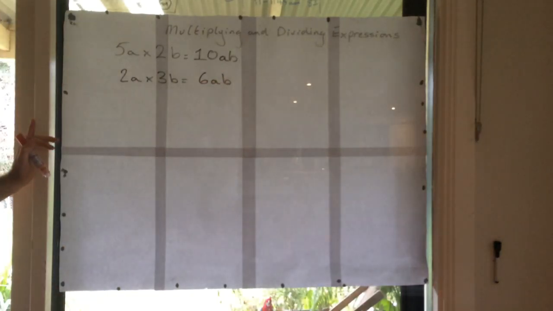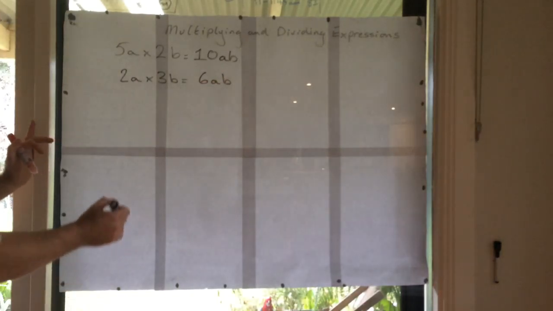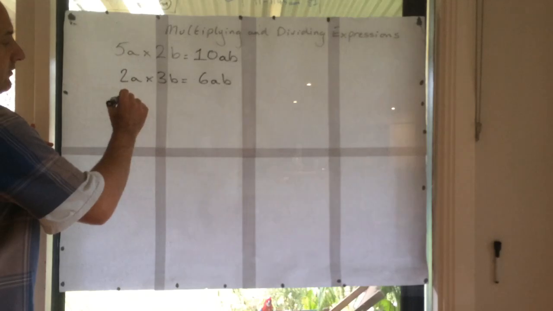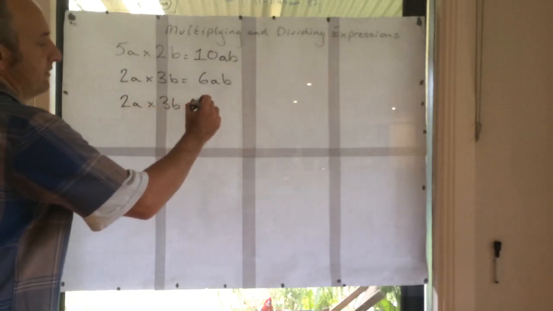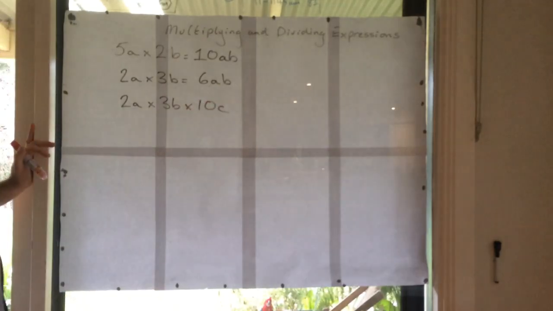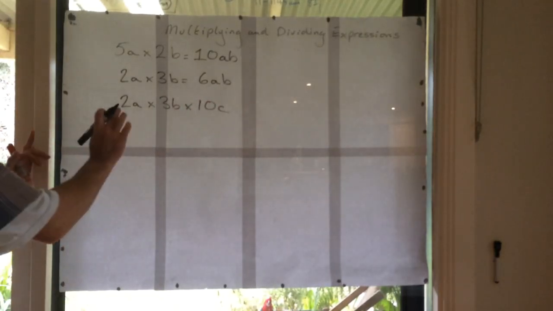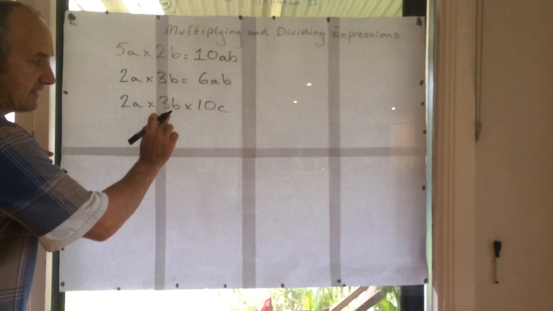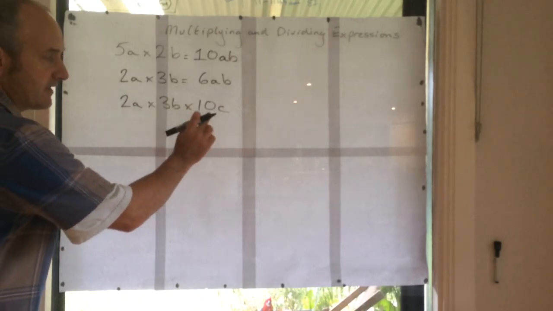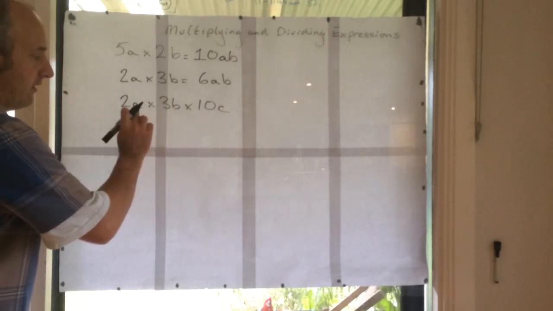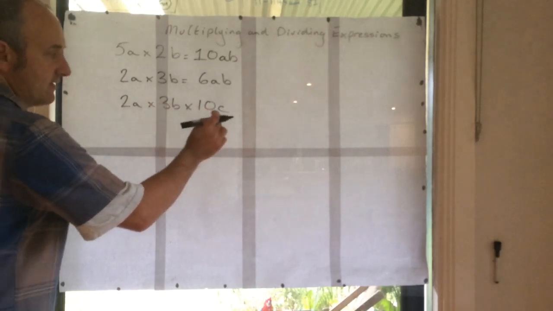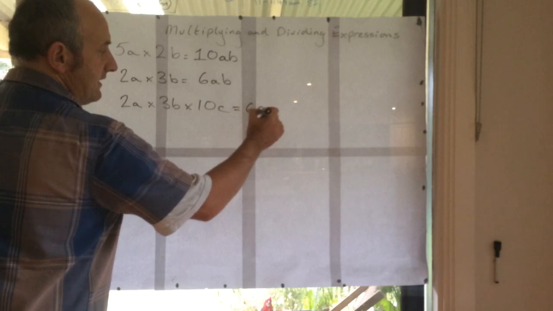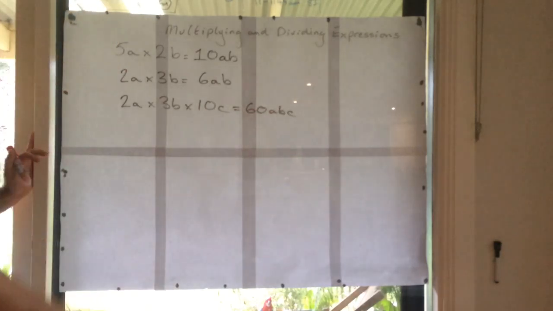All right, okay. So what about this? What is 2a times 3b times 10c? So this is 2 times 3 is 6, times 10 is 60. So I've got 60abc. 60abc. Easy.